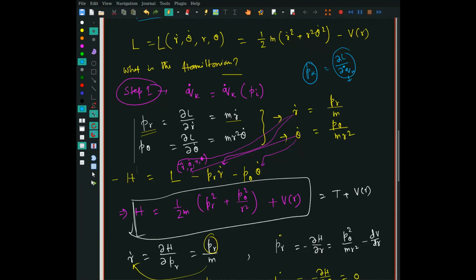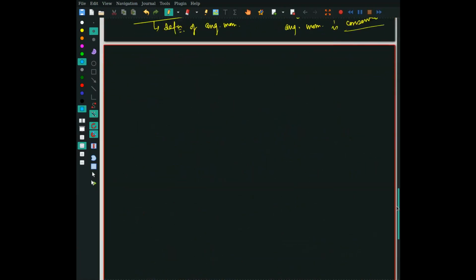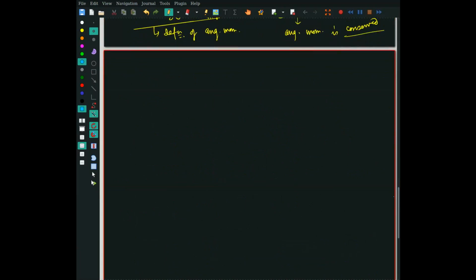All right. Any other questions? Okay. So then let me continue. The particular advantage of this Hamiltonian approach is quite apparent when you are dealing with cyclic coordinates.